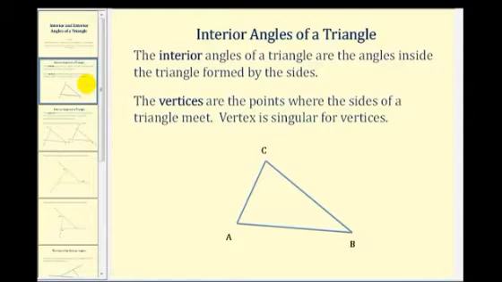The interior angles of a triangle are the angles inside the triangle formed by the sides of the triangle. So angles 1, 2, and 3 are the interior angles of this triangle. The vertices are the points where the sides of the triangle meet. So the vertices are A, B, and C, and vertex is singular for vertices. So we have vertex A, vertex B, and vertex C.